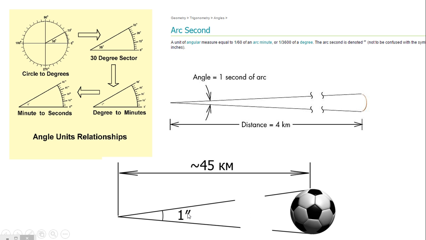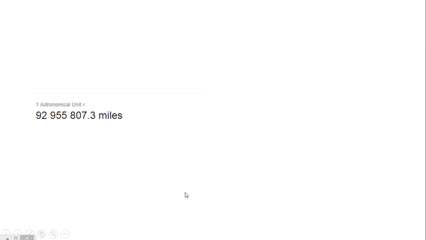The double indicators here are telling us we're dealing with a second. 1 second of arc. The rays forming an angle of 1 second of arc would have to span 45 kilometers before they were as far apart as that of a soccer ball. So the angle of 1 second of arc from the soccer ball would have to be 45 kilometers away. Obviously that deals with some rather astronomical distances.